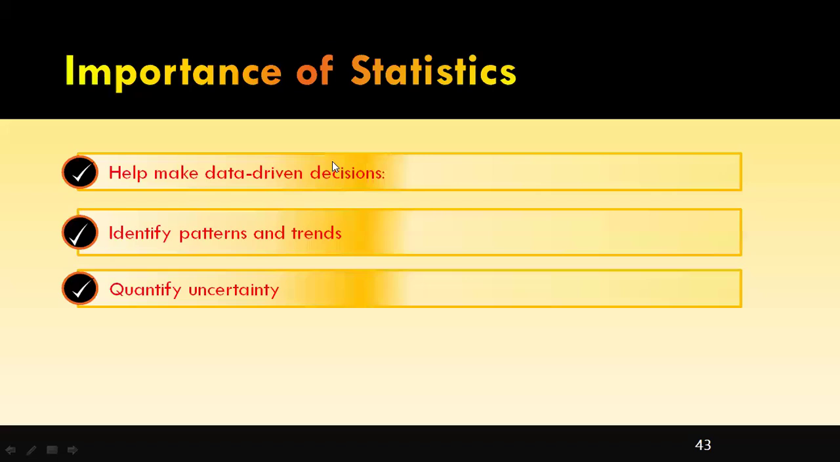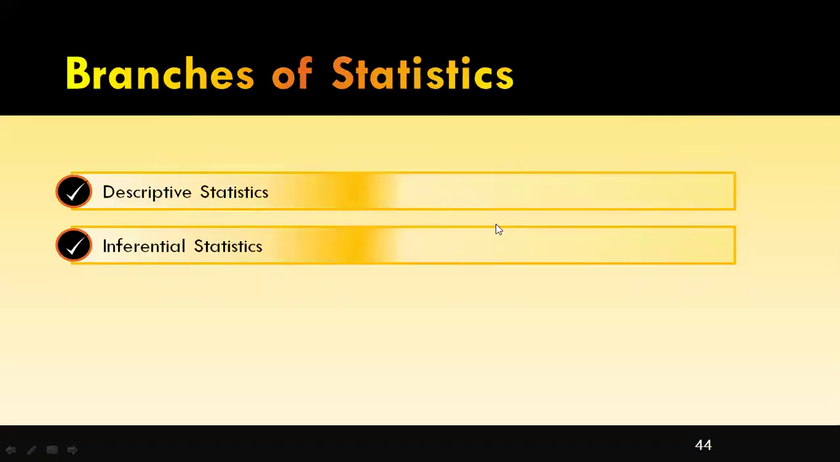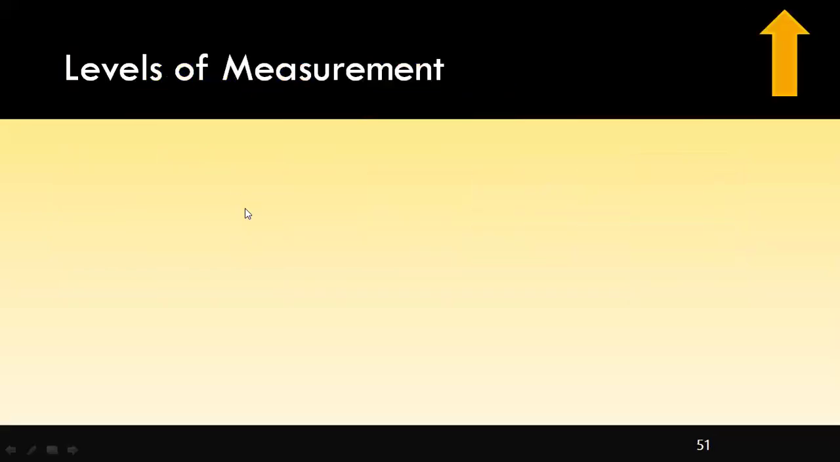Based on this, you can make some decisions, right? Next one is the branches of statistics. There are 2 branches at a high level as part of statistics. One is descriptive statistics, the other one is inferential statistics. First, we'll start by exploring descriptive statistics.